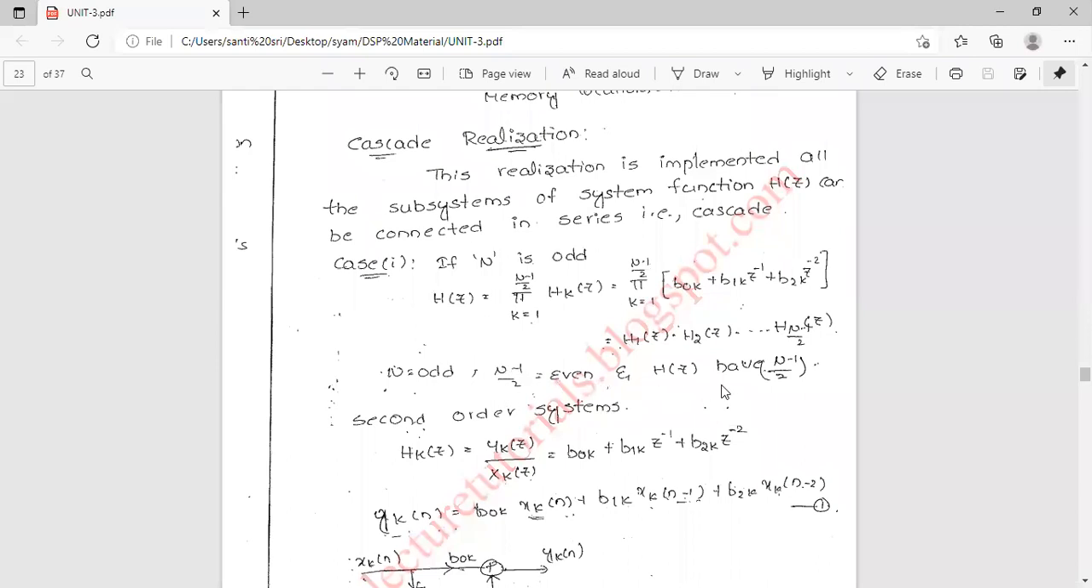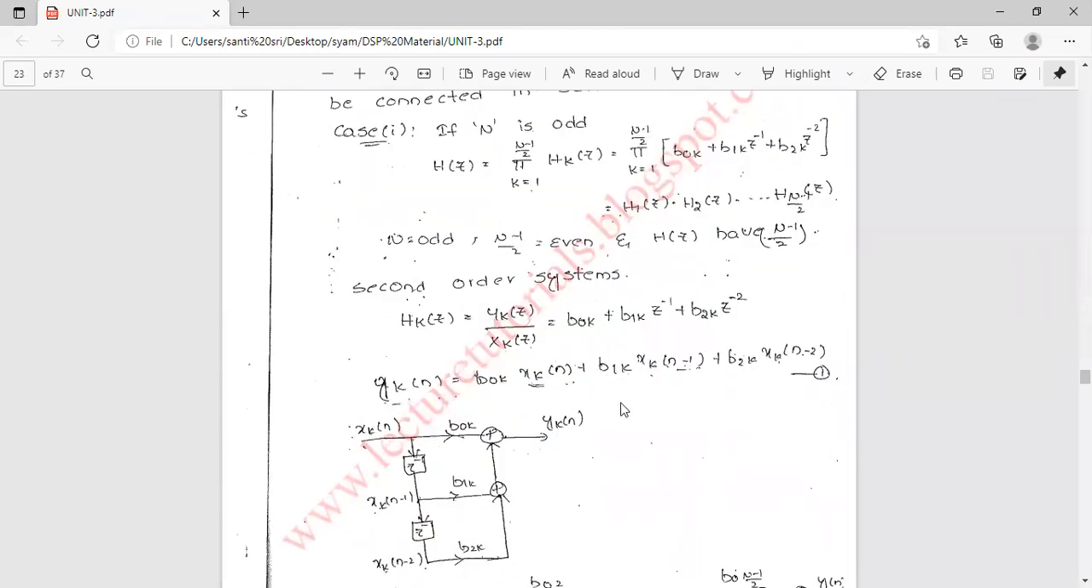If n is odd, then (n minus 1)/2 is nothing but an even number. So H(z) has (n minus 1)/2 second order systems. Hk(z) is equal to Yk(z) by Xk(z), that is b0k plus b1k z power minus 1 plus b2k z power minus 2. By taking the inverse z transform, yk(n) is equal to b0k xk(n) plus b1k xk(n minus 1) plus b2k xk(n minus 2). Let it be taken as equation number 1.